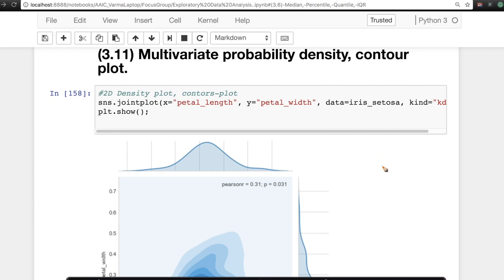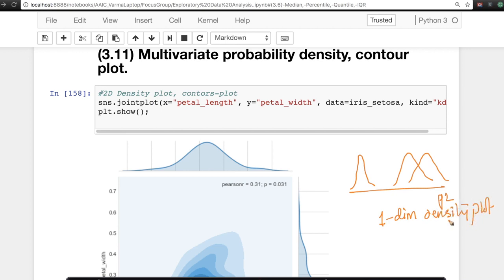So we have seen a one-dimensional probability density function, or a one-dimensional histogram. For example, if this was my petal length, I had my setosas here, I had my virginicas and versicolors like this. So my question here is, this is basically a one-dimensional density plot.